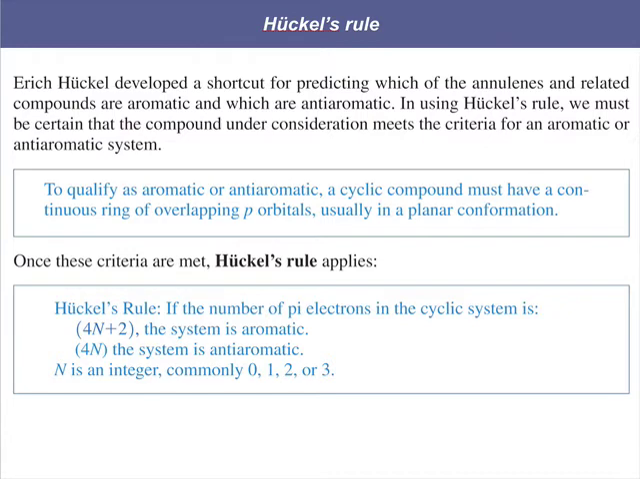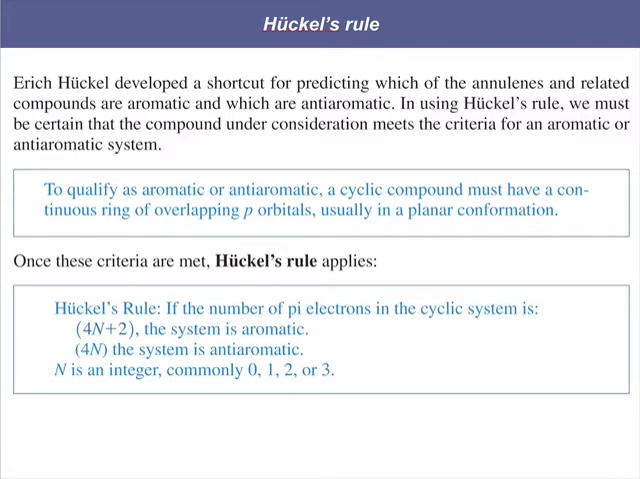So the types of systems that will be aromatic will be, say, 6, 10. If n is 2, that makes 10, right? If n is 3, that makes 14, 12 plus 2. So 6, 10, 14, 18, 22. If your cyclic system has that number of electrons, you can expect it to be aromatic. If it's 4n, so if it's 4, 8, 12, 16, 20, you can expect your system to be anti-aromatic.